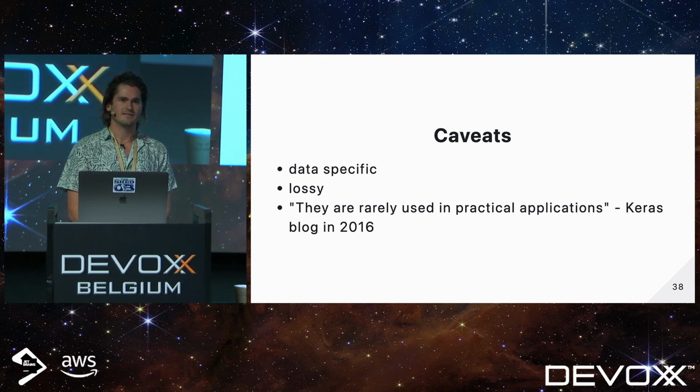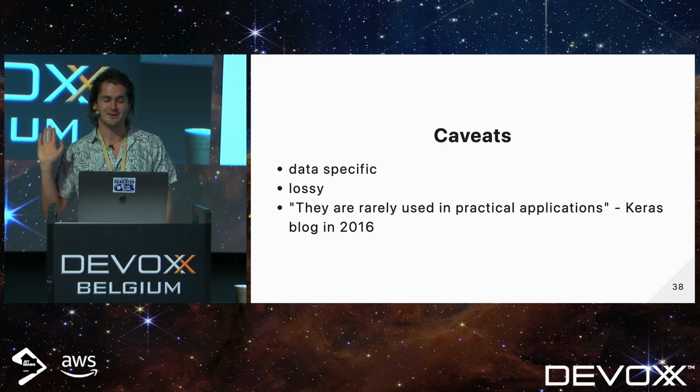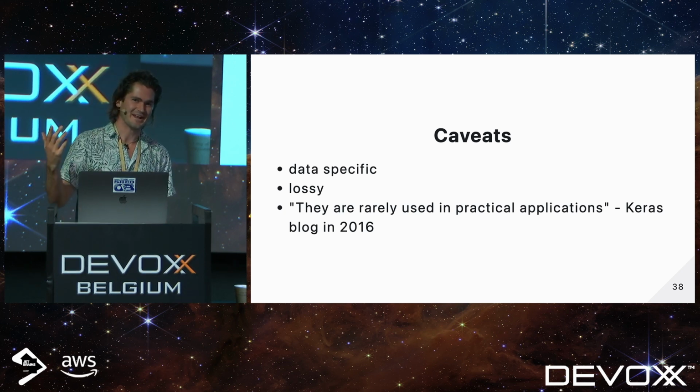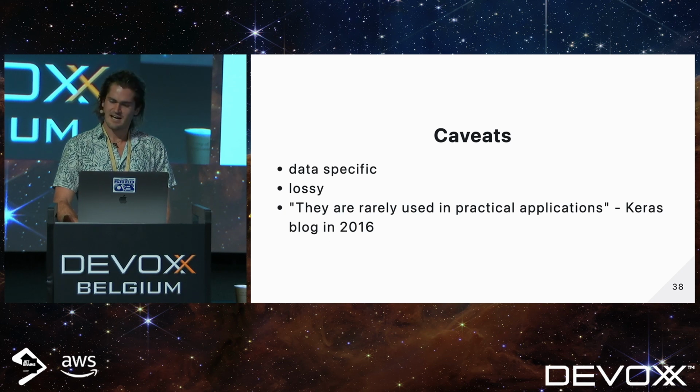And unlike JPEG or other compression algorithms, there's no real predicting how lossy the autoencoders will be for a given image. You can't really control that. And so they're basically never used in practical applications, at least according to the Keras blog in 2016. That's not really true today. But yeah, they're used occasionally. They were used in some research works, but they weren't very useful until recently.